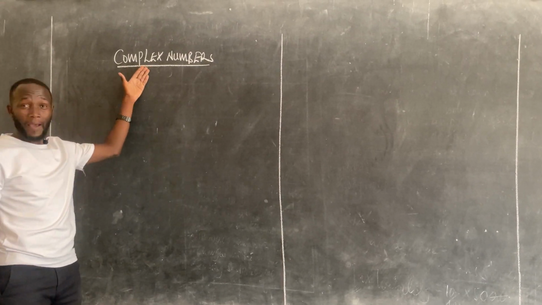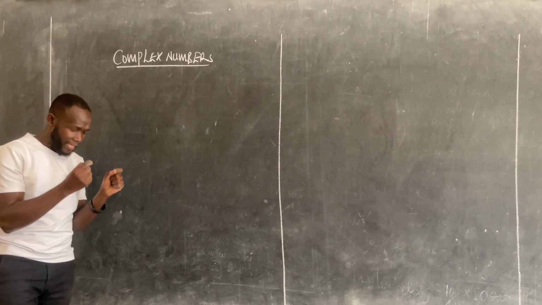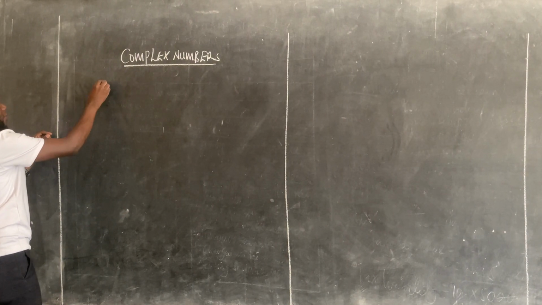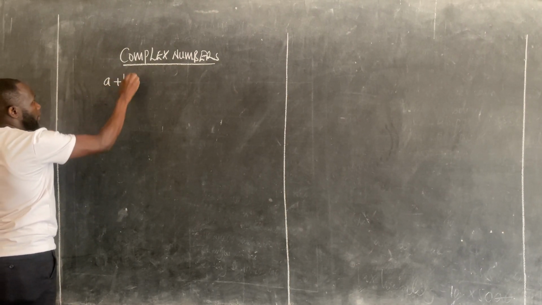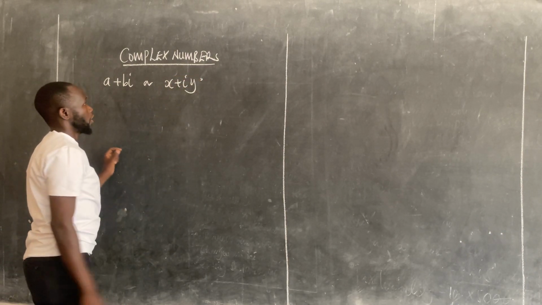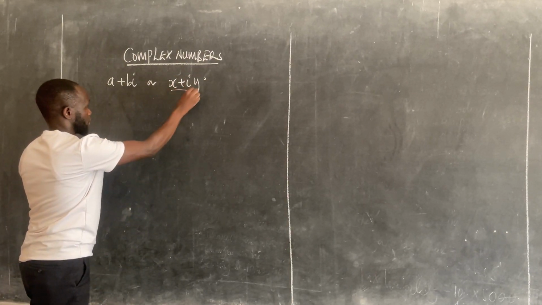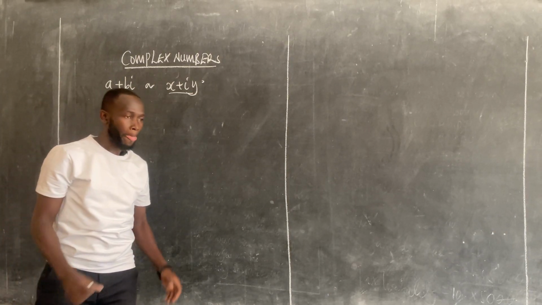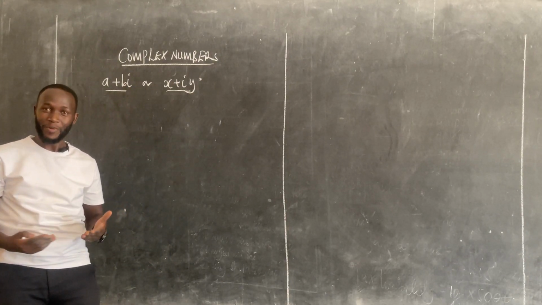A complex number mathematically is any figure that is written in the form a plus bi, or x plus iy. When you find such numbers, these are called complex numbers. You don't need to stress. With mathematics, we enjoy as we learn.